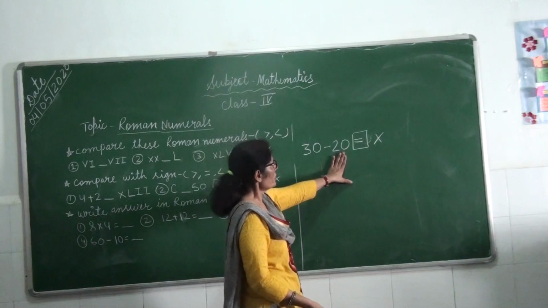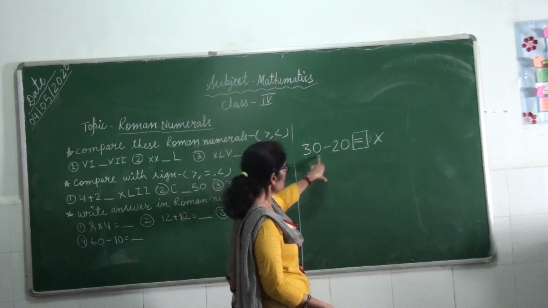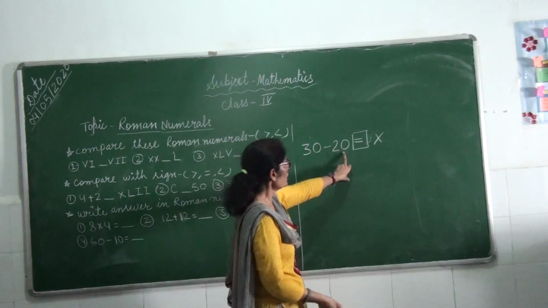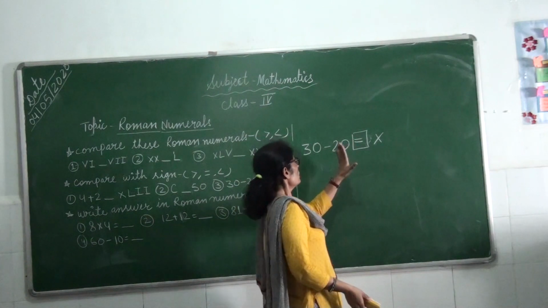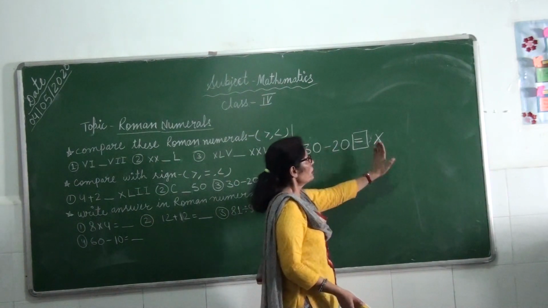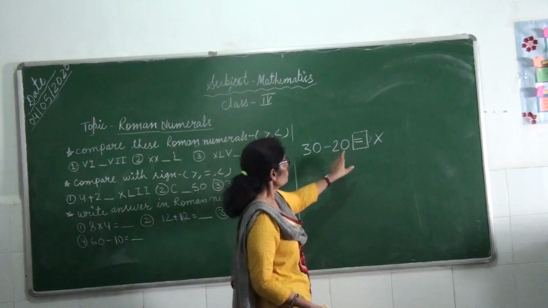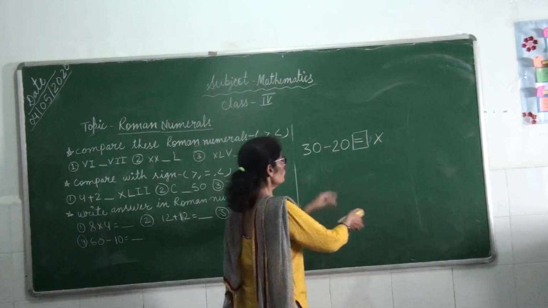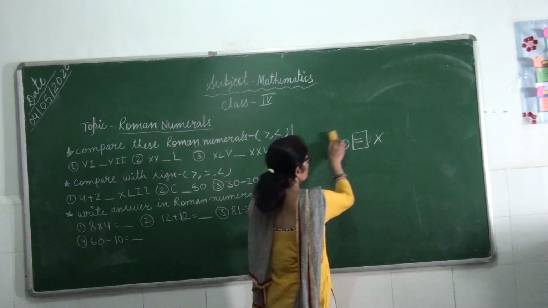30 minus 20. First we solve this sum. सबसे पहले हम इसको solve करेंगे. Then the answer will be 10. Here also 10. So both are equal. So we have to put the sign of equal.